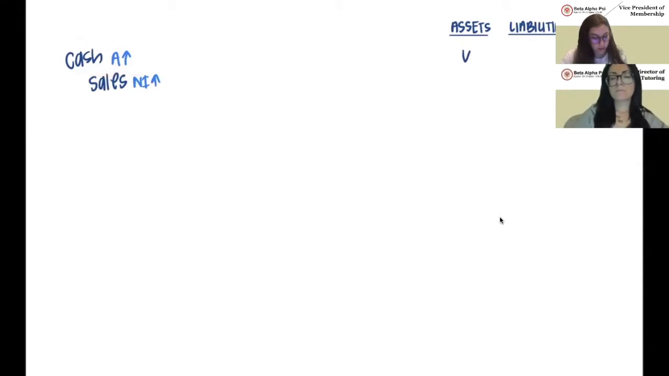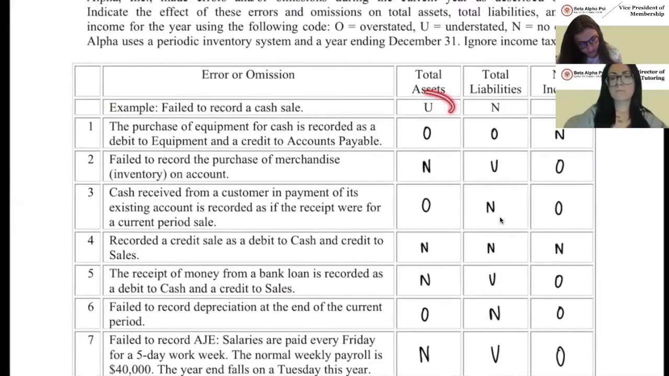it never was. And now looking here for our liabilities, neither of these accounts are labeled with an L. Neither of them affect our liabilities. And so we're going to put an N here. There was no effect on our liabilities in this problem. Now for sales, it should have increased our net income. And if it was never increased, then our net income is also going to be understated. So that's our answer, U, N, U. We can check our work right here, U, N, U.